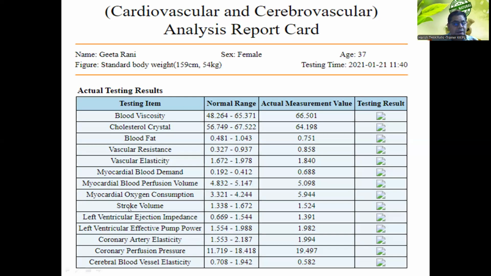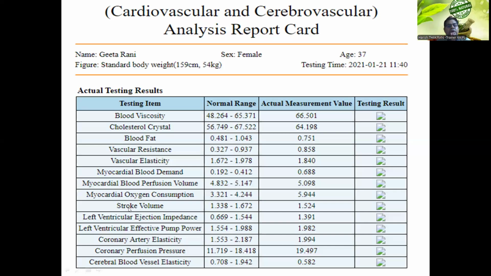When our left ventricle contracts a single time, how much blood is coming out of the heart is known as stroke volume. And if it is normal, that means the BP might be normal. If it is on the higher side, that means there might be a high BP problem. If it is on the lower side, that means the BP might be on the lower side.